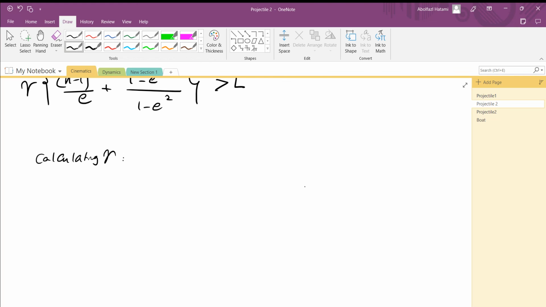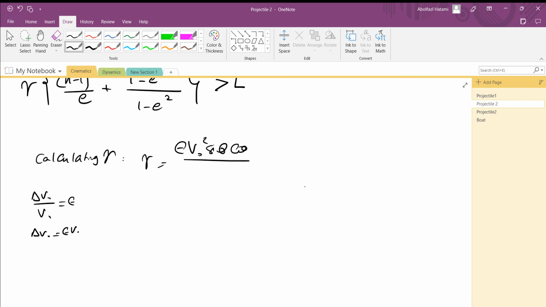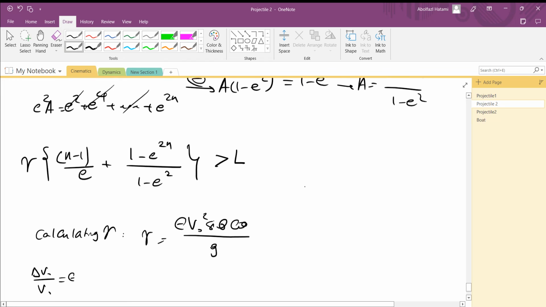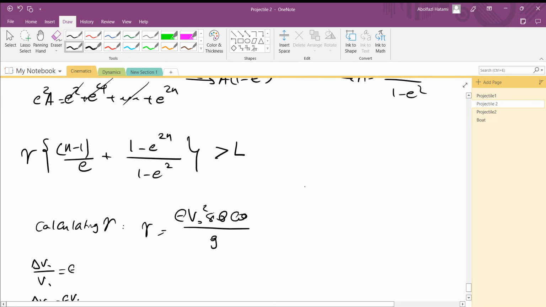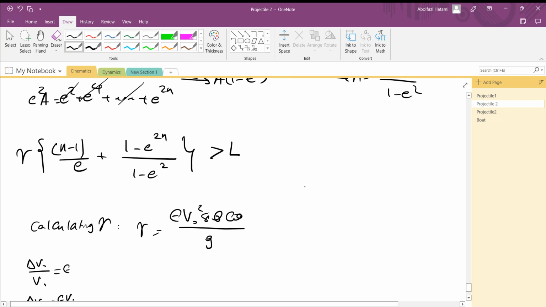Gamma was actually V0 delta V0. We know that this is epsilon, so I can say that delta V0 is going to be epsilon V0. So I will do something like this: epsilon V0 square sine of theta cosine of theta over g times 1 plus e.